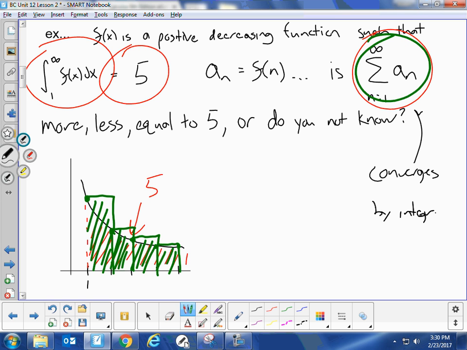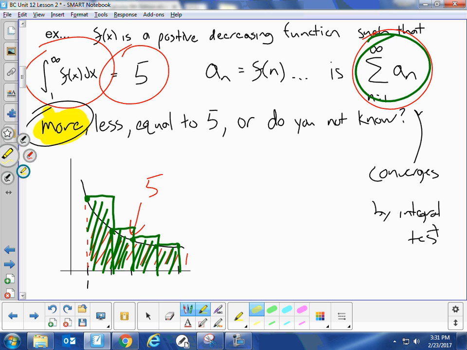By the integral test. And we know by the visual representation that its sum is going to be more than 5. How much more than? I don't know. But I know it's going to be more than. Okay? Do we understand this whole idea of doing this Riemann sum?